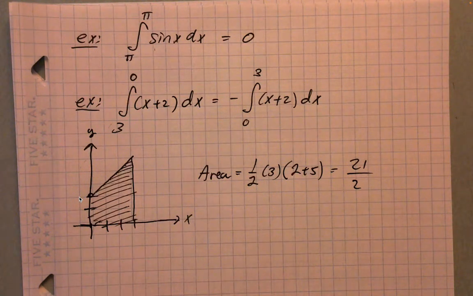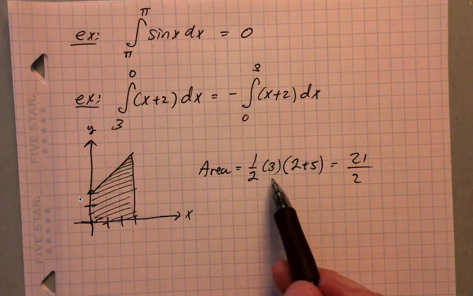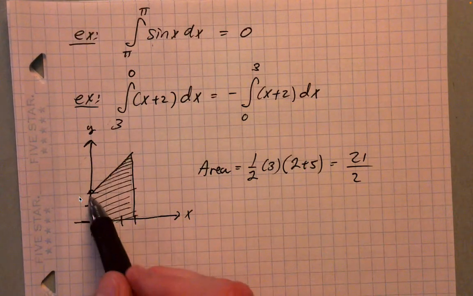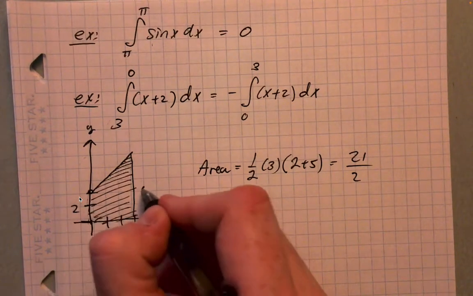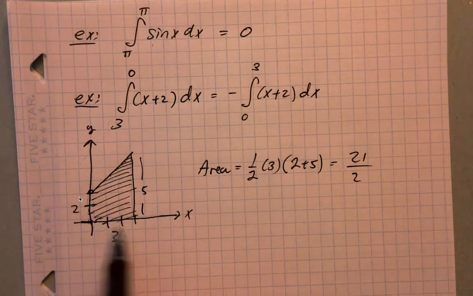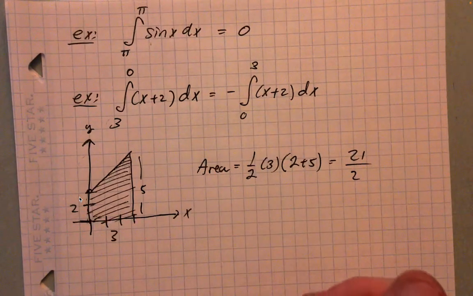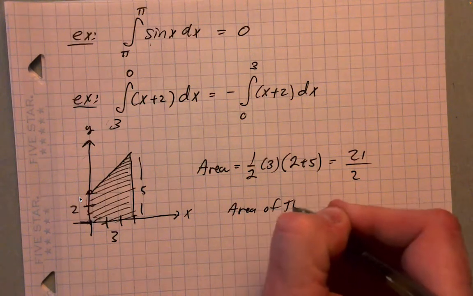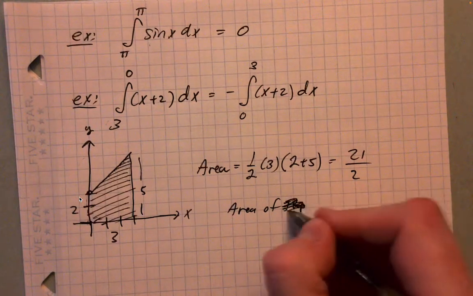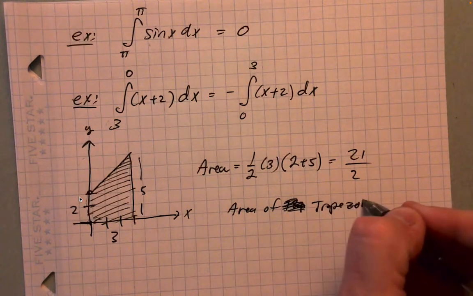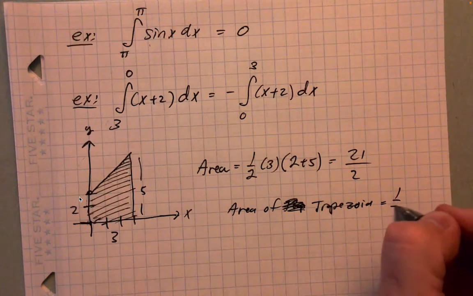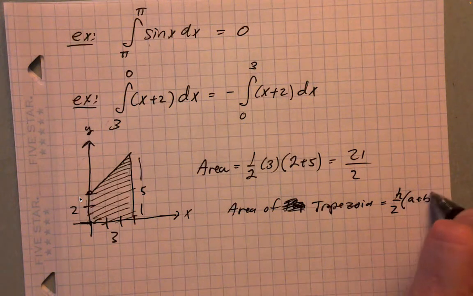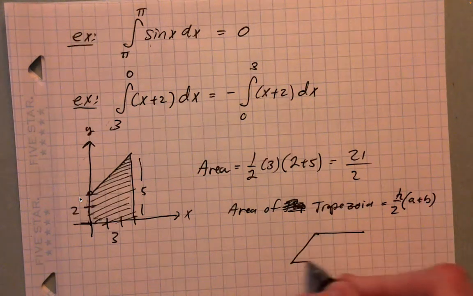Right, so this is 1/2 times 3, right? So 1, 2, 3, it's the height. And then it's 2 here and 5 here. So this one is 2, this one is 5, this one is 3. 3 is the height, and then it's always 1/2, right? That's the formula for the area of a trapezoid. So the area of a trapezoid in general is 1/2, well, there are different ways to write it, h over 2 times a plus b, where your trapezoid is like this.